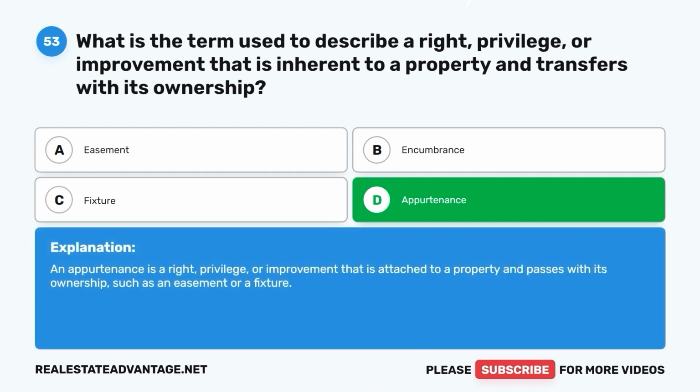An appurtenance is a right, privilege, or improvement that is attached to a property and passes with its ownership, such as an easement or a fixture.